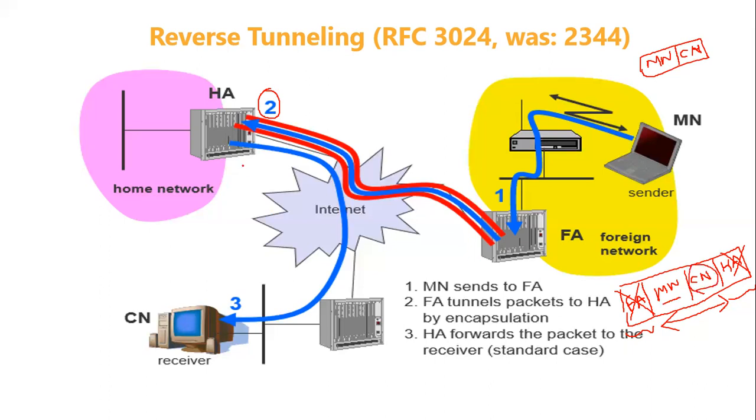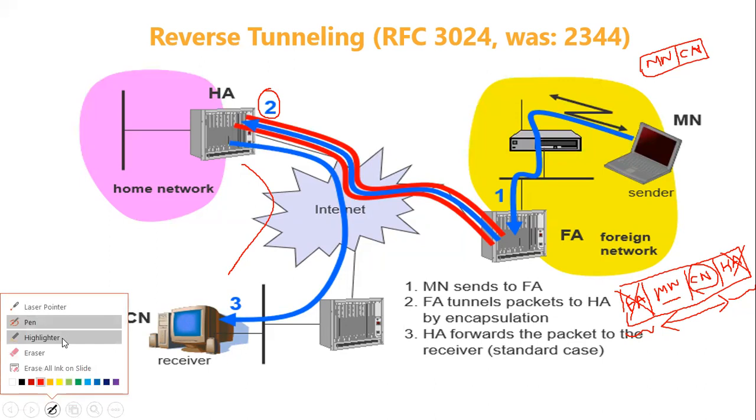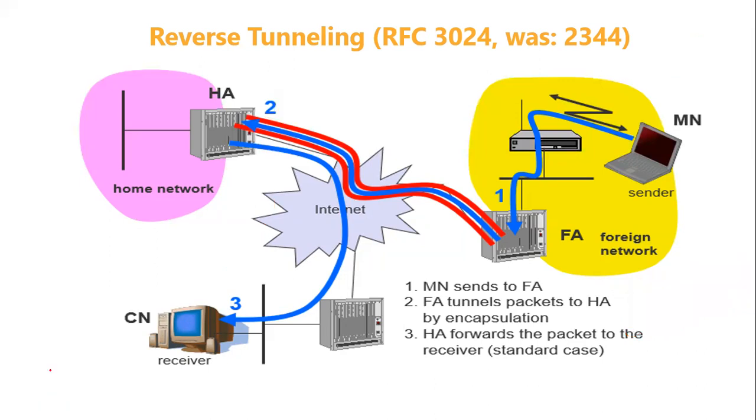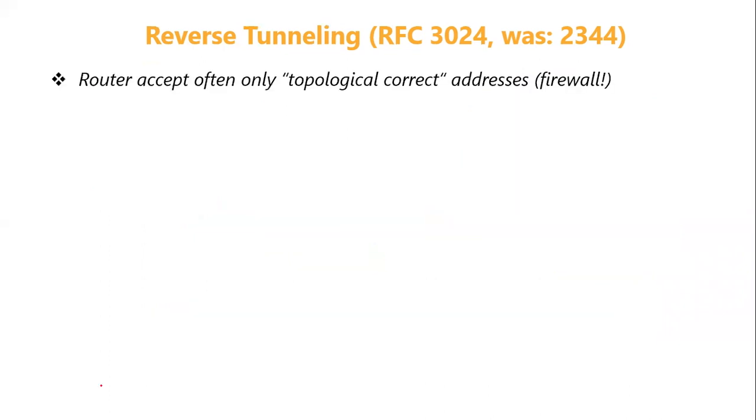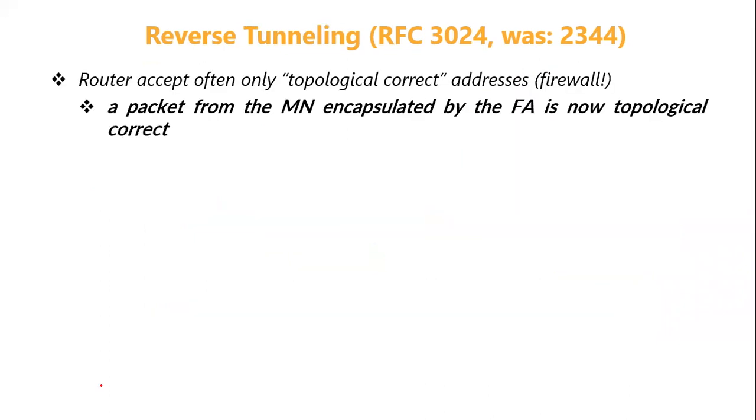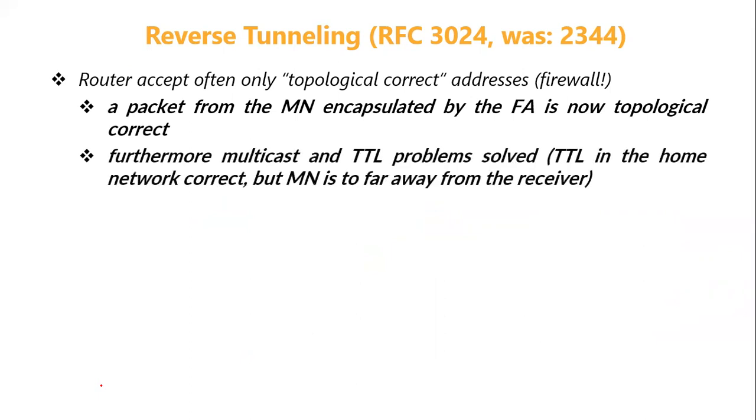Then it will forward the packet to that destination address. In step 3, HA will forward the packet to the CN. This is how the problem is solved with reverse tunneling. Right? So this is how reverse tunneling works. A router accepts only topologically correct IP addresses if there is a firewall. Now the packet from MN is encapsulated by the FA. MN sends the packet, but FA encapsulates it.